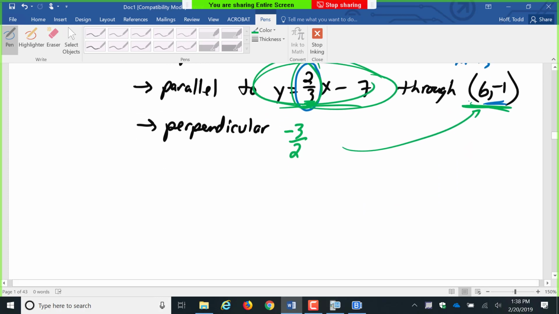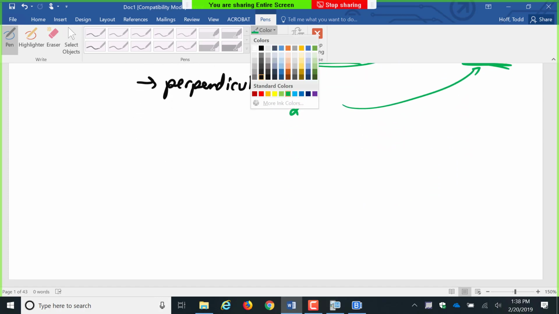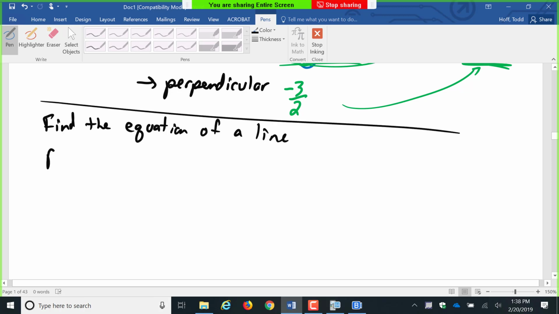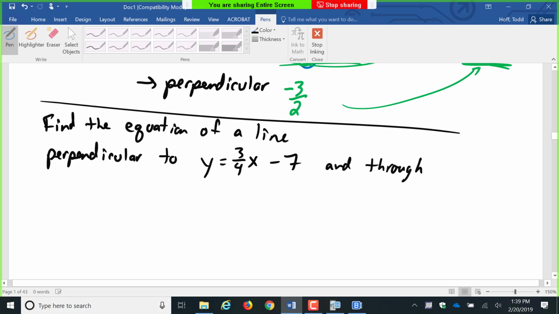You want to run through that perpendicular one there that you have? Sure. Let's find the equation of a line perpendicular to y equals 3/4 x minus 7 and through 6, 5.